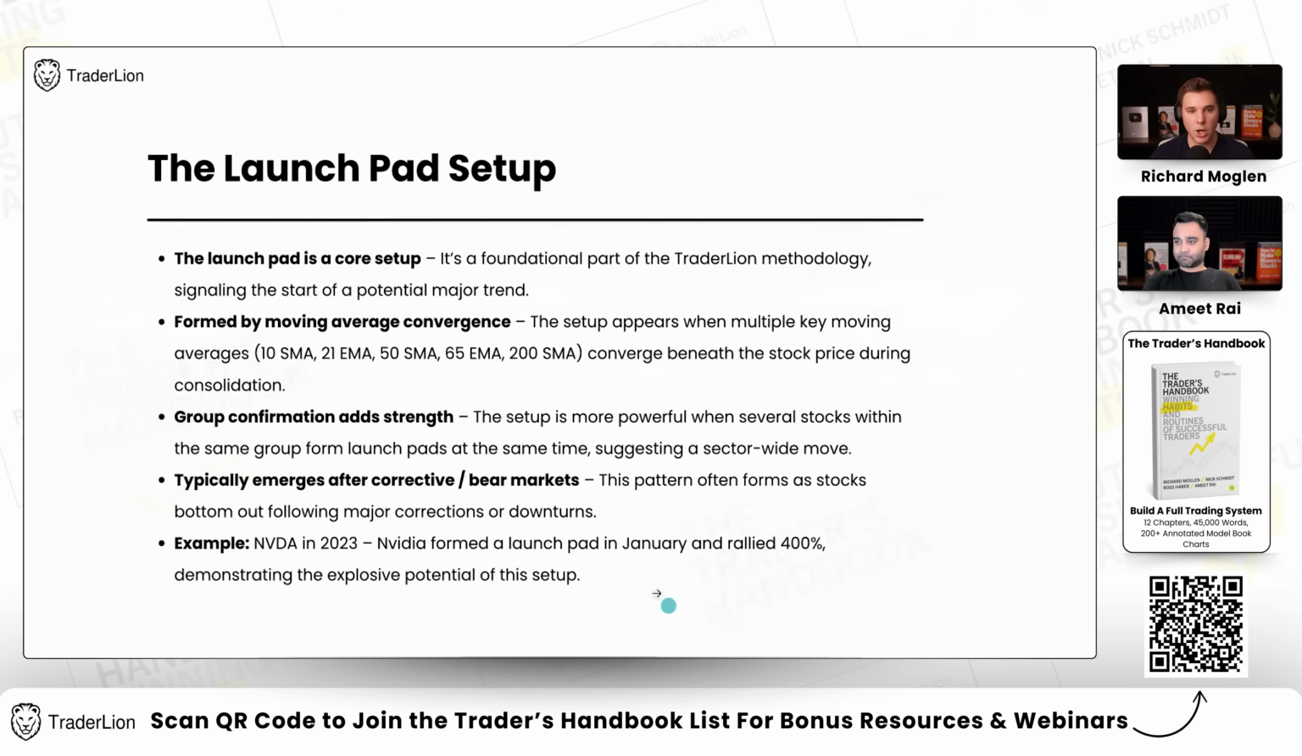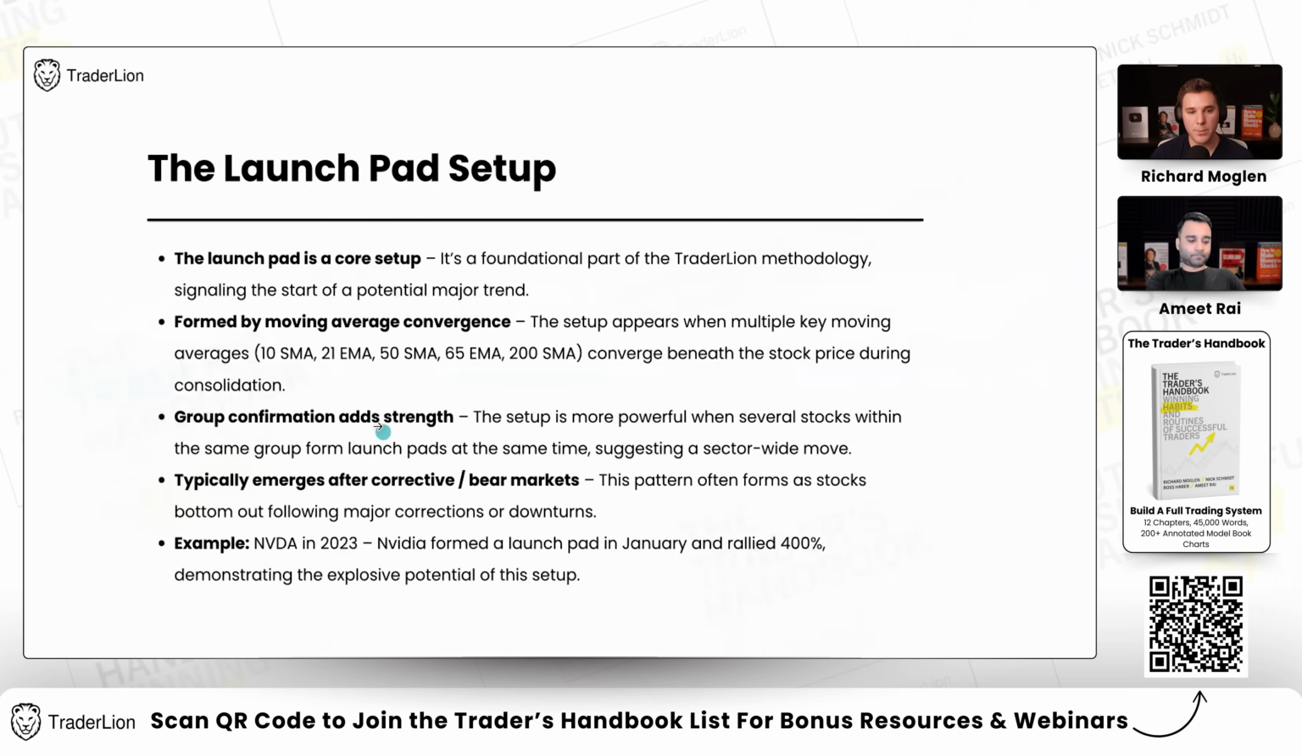So first things first, the launchpad setup. This is one of the core setups of TraderLion. It signals the start of a potential major trend. It also helps identify leading groups, because as groups are setting up together, Ross says this so much, you'll see the groups start to curl up, the moving averages start to curl up under all the stocks in the same group.